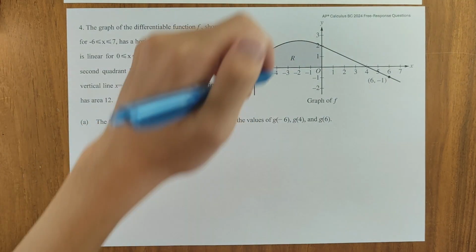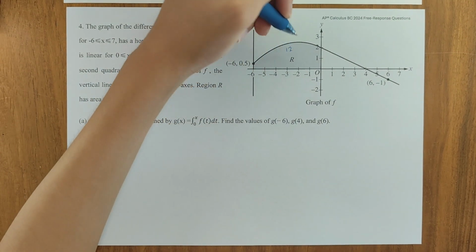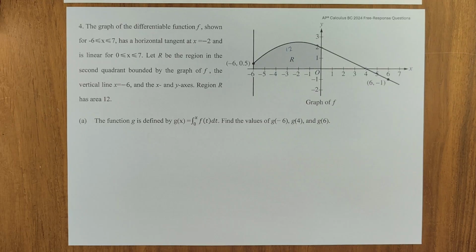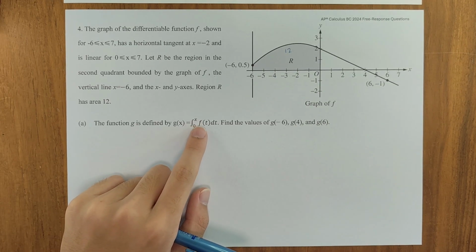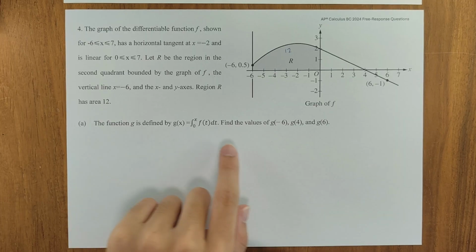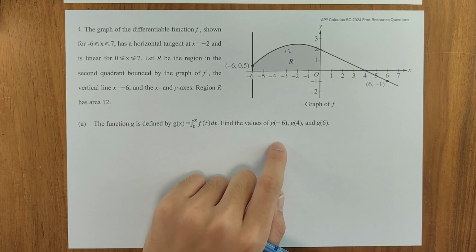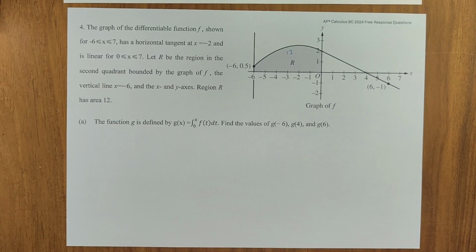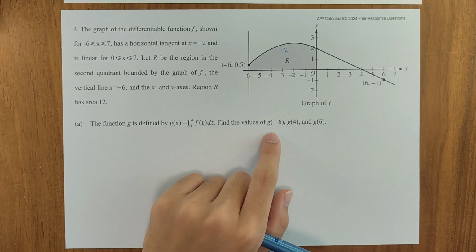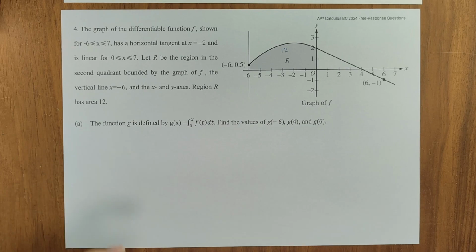Okay, so let's write that down. 12. The function g is defined by g(x) equals the integral from 0 to x of f(t) dt. Find the values of g(-6), g(4), and g(6). Okay, so this problem mainly uses the two fundamental theorems of calculus.